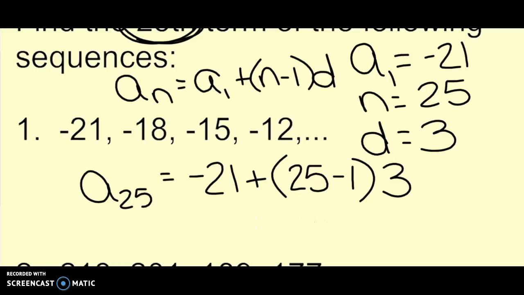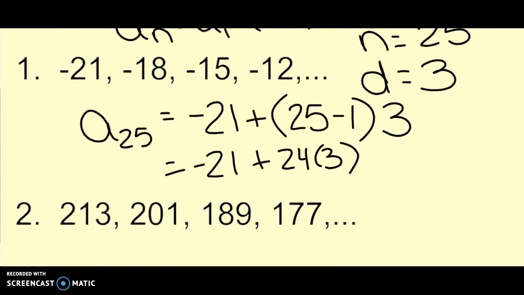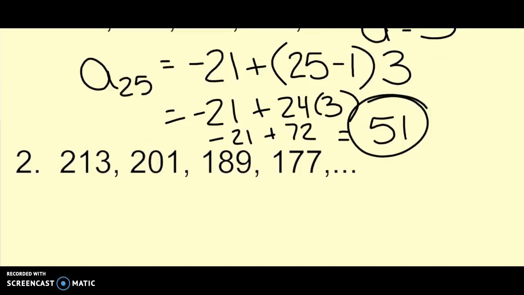Now you're just going to calculate this out. You get negative 21 plus 24 times 3. What is 24 times 3? I think it's 72. So negative 21 plus 72 should give us 51. And that's our 25th term. All right, now let's try another one.